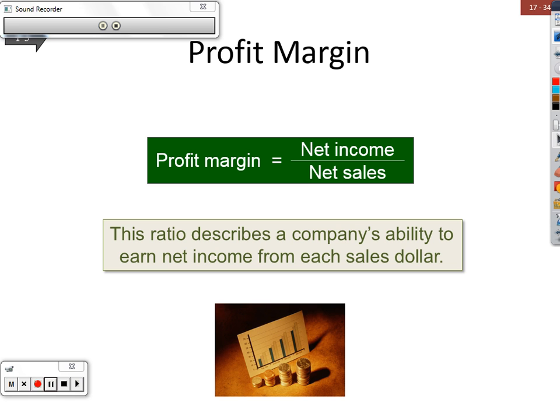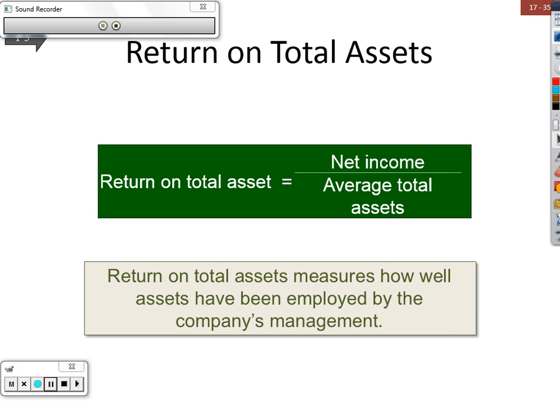So starting with profit margin: net income divided by net sales, okay? This is basically showing how much net income is being earned for every sales dollar that is generated. Return on total assets, again, shows how net income is impacted by the average amount of assets that the company has on hand. How are the assets being used? If they're being used properly, then a lot of net income is going to be generated from them. If they're not used properly, then that won't be the case.